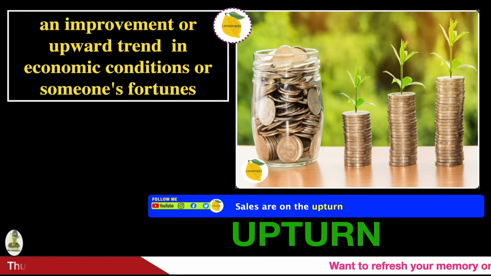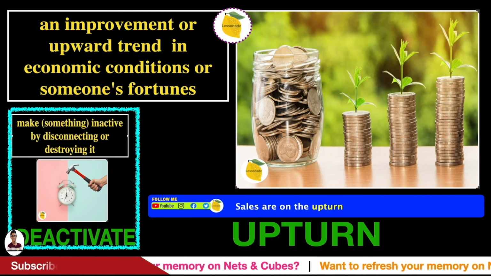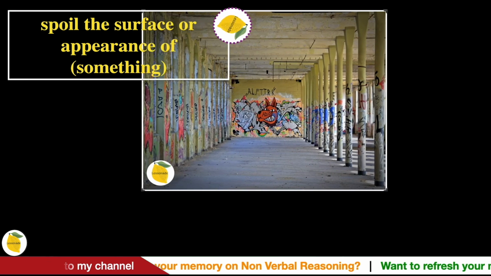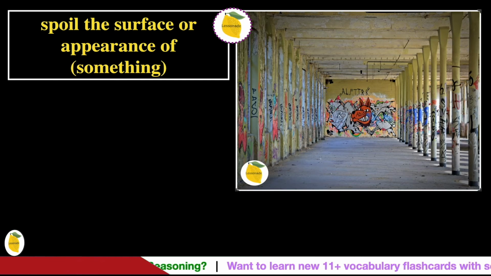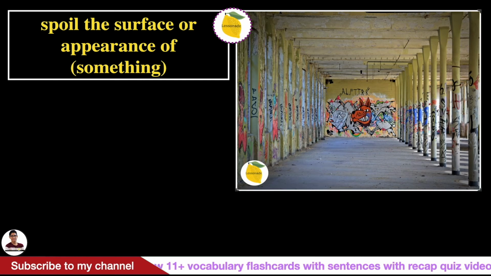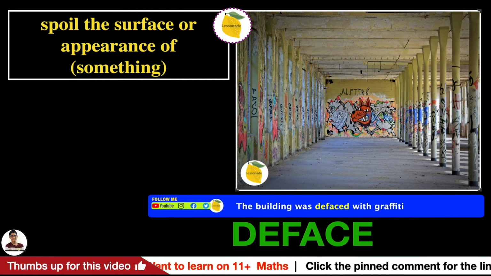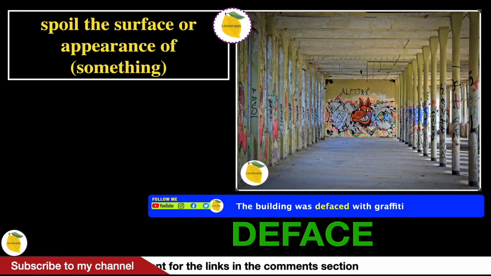So before we go on to the next one, let's try to recall the previous slide. And the previous slide is deactivate. Let's go on to the next one. The next definition is spoil the surface or appearance of something. In this picture, we can see the surface or the appearance of a wall spoiled, and therefore the word will be deface. And the sentence for this word is, the building was defaced with graffiti.